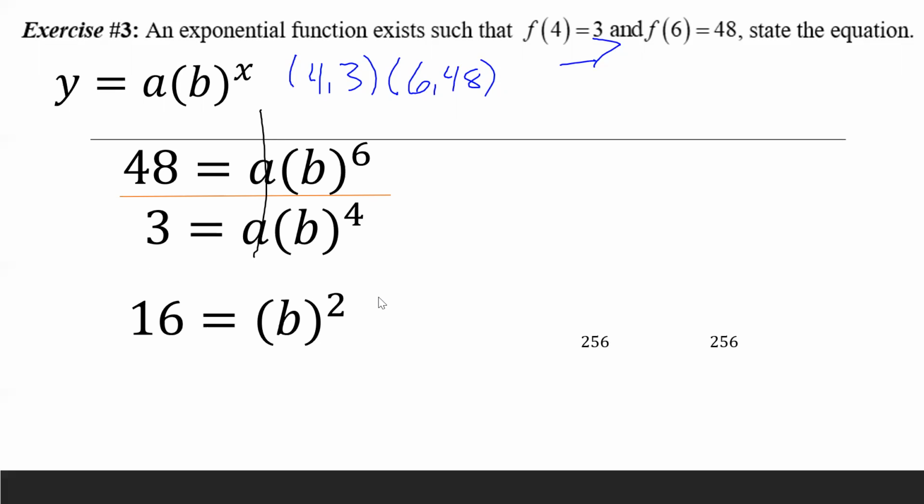Now, how do you get rid of b squared? You take the square root of both sides, or you raise both sides to the reciprocal. The reciprocal of 2 over 1 is 1 over 2. 16 to the 1/2 is 4. So my b value is 4.